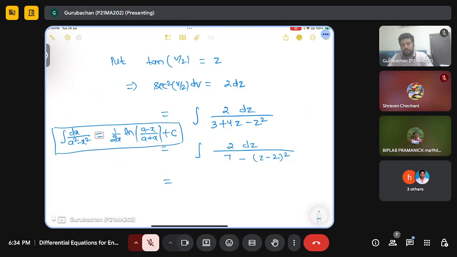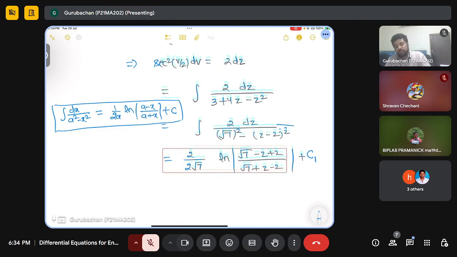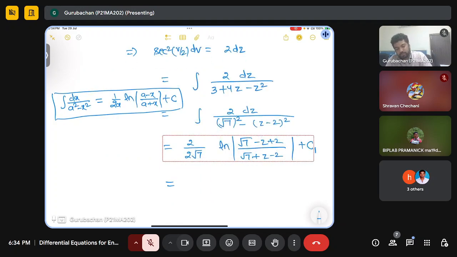I'm applying this one. So this will give you 2 divided by, so this will be under root 7 whole square. Correct? So this will give you ln |(under root 7 minus z plus 2)/(under root 7 plus z minus 2)| plus some constant c1. So this will give you, if you solve a little, 1 by under root 7.